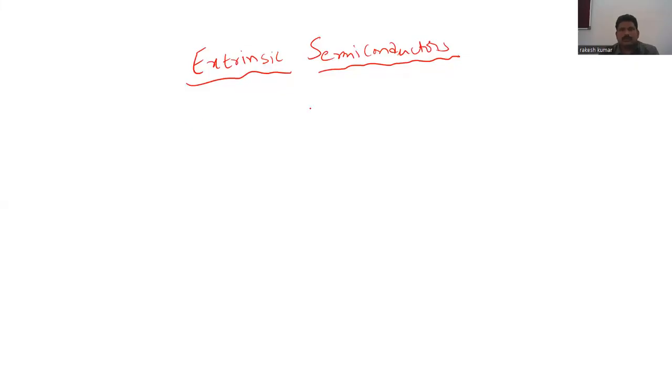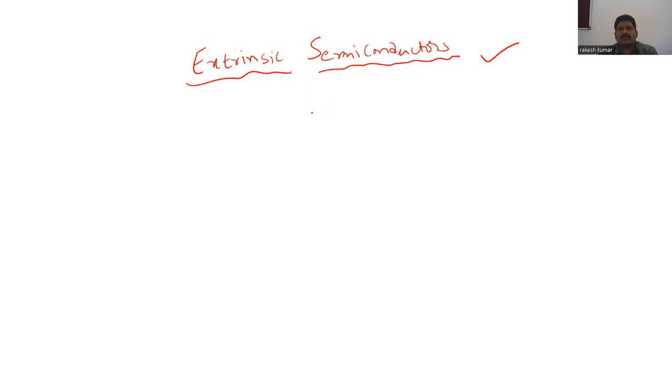Students, in this video, we are going to discuss a very important topic, the extrinsic semiconductor. So, what is meant by an extrinsic semiconductor? Why are you going for it? In the previous lecture, we have seen that semiconductors are classified into two types: intrinsic semiconductor and extrinsic semiconductor. In an intrinsic semiconductor, the number of electrons is equal to the number of holes.